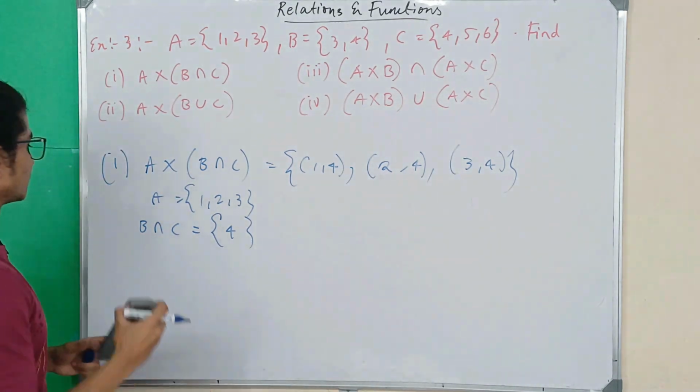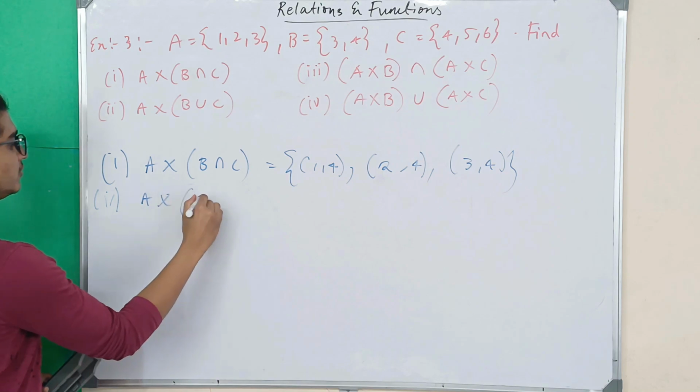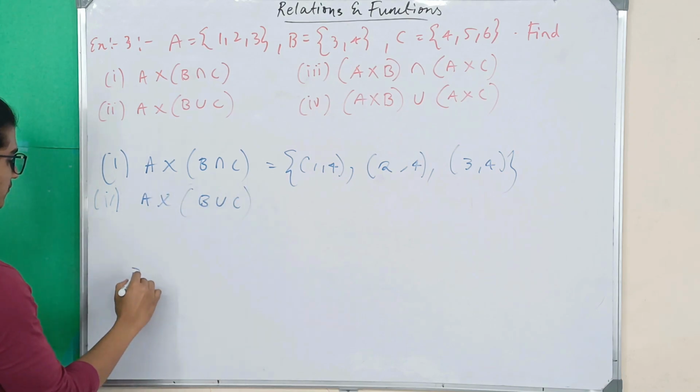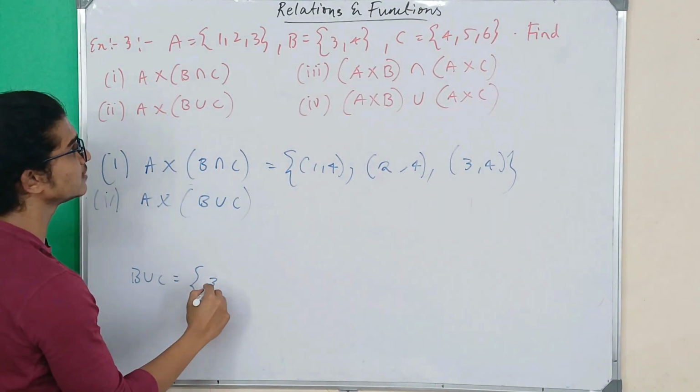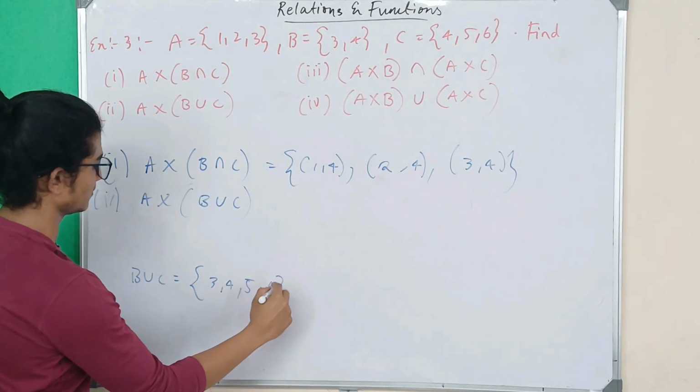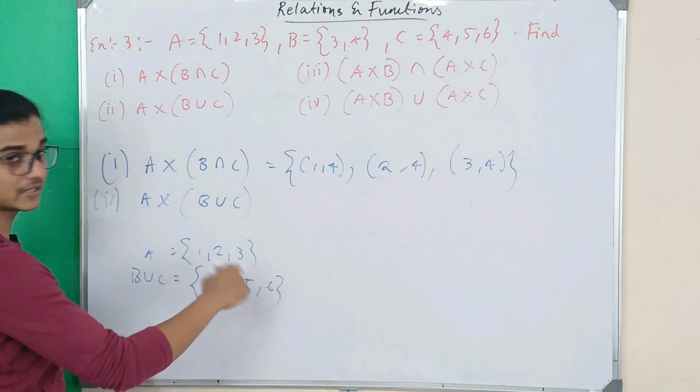Second one, we're supposed to find A cross (B union C). Let's first find B union C. We have to merge these two sets, which means {3, 4, 5, 6}, and then we have to take A, which is {1, 2, 3}, and then multiply everything with this.